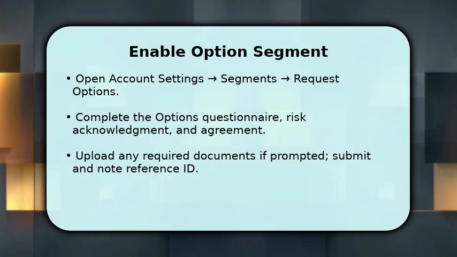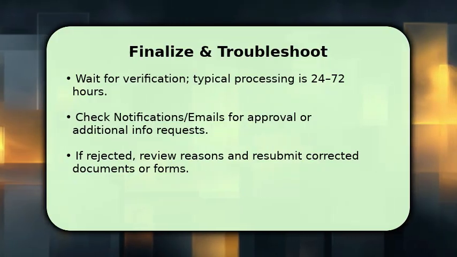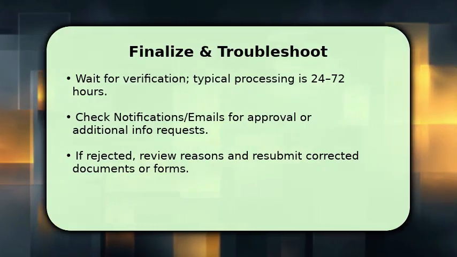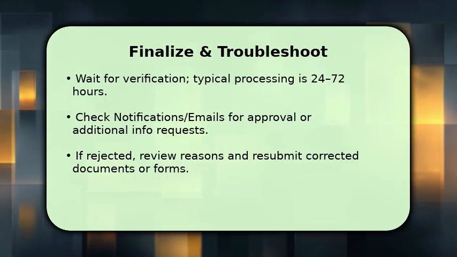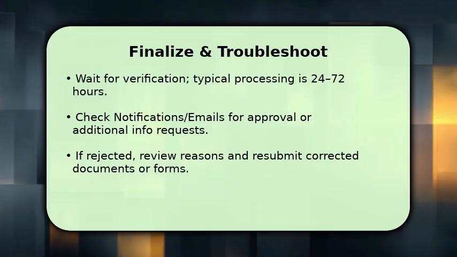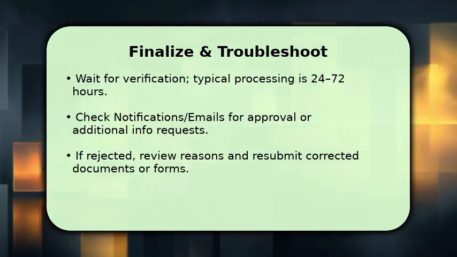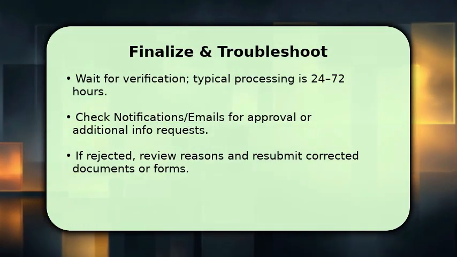You finish by waiting for Dhan's verification, which commonly takes 24 to 72 hours. Meanwhile, monitor app notifications and your email for approval or any request for extra information. Responding quickly speeds activation. Once approved, enable option trading from the segments page and confirm available strike privileges.